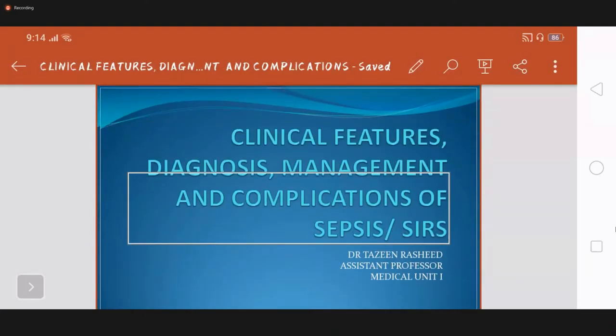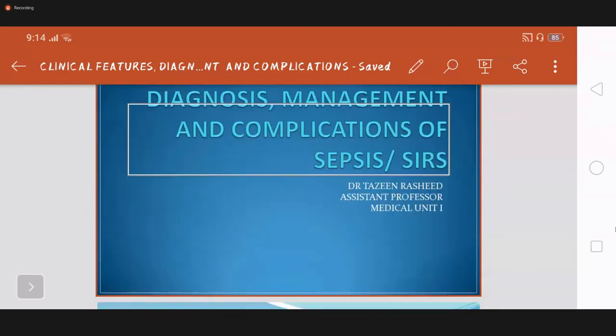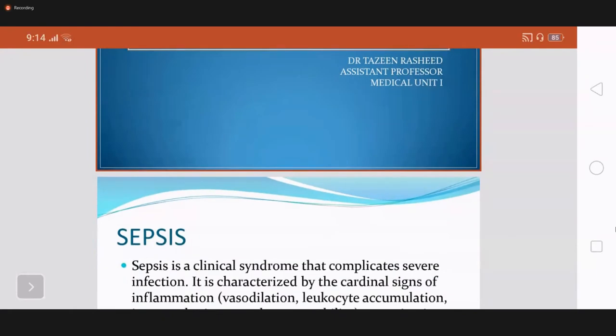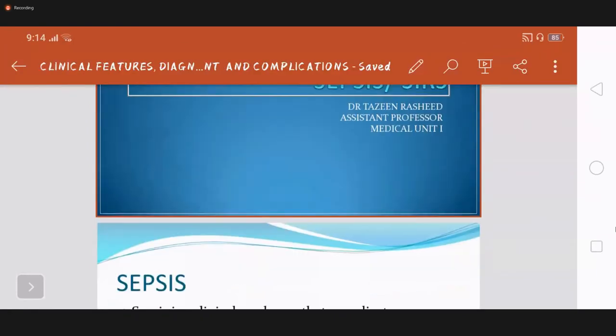As sanitation students, I'm Dr. Tazeen Rasheed, and the topic that we're going to discuss today are clinical features, diagnosis, management, and complications of sepsis or SIRS. To begin with, we're going to discuss a lot of definitions.